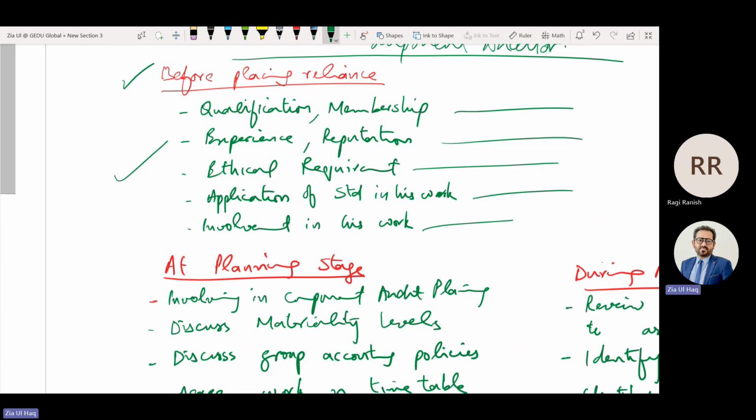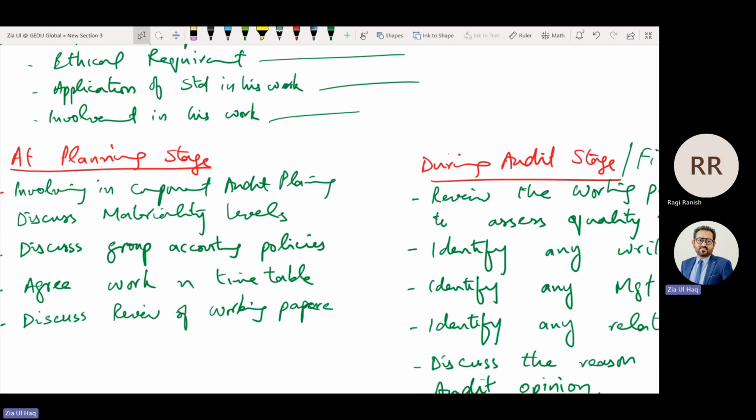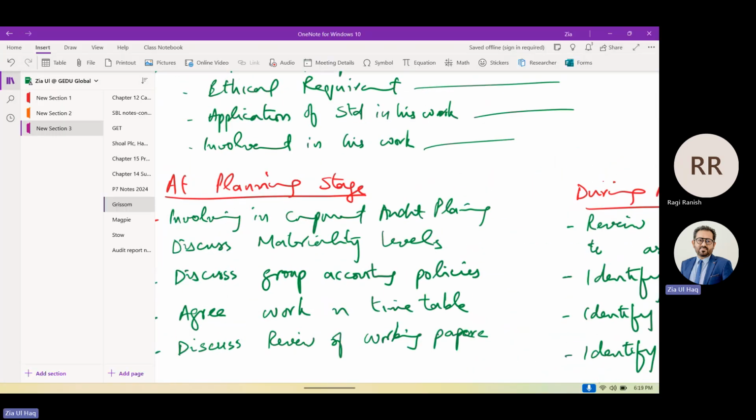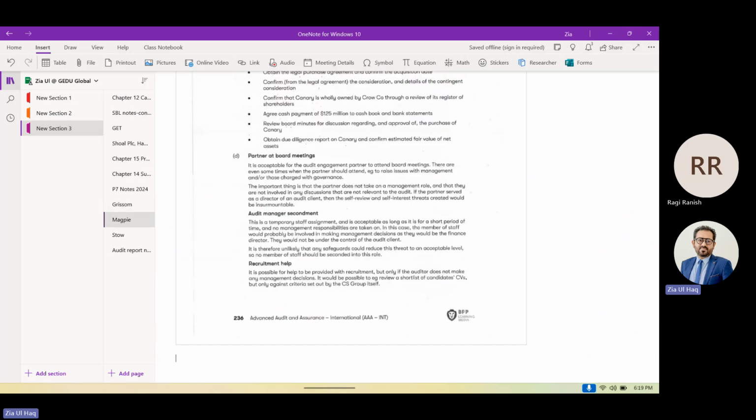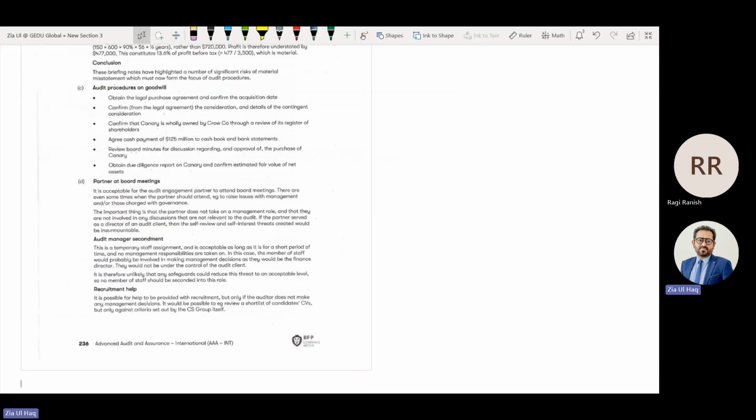Meaning, how we can verify these factors. Not planning procedures, not during audit stage procedures. Are you with me? So let's move towards one more very good question on consolidation.